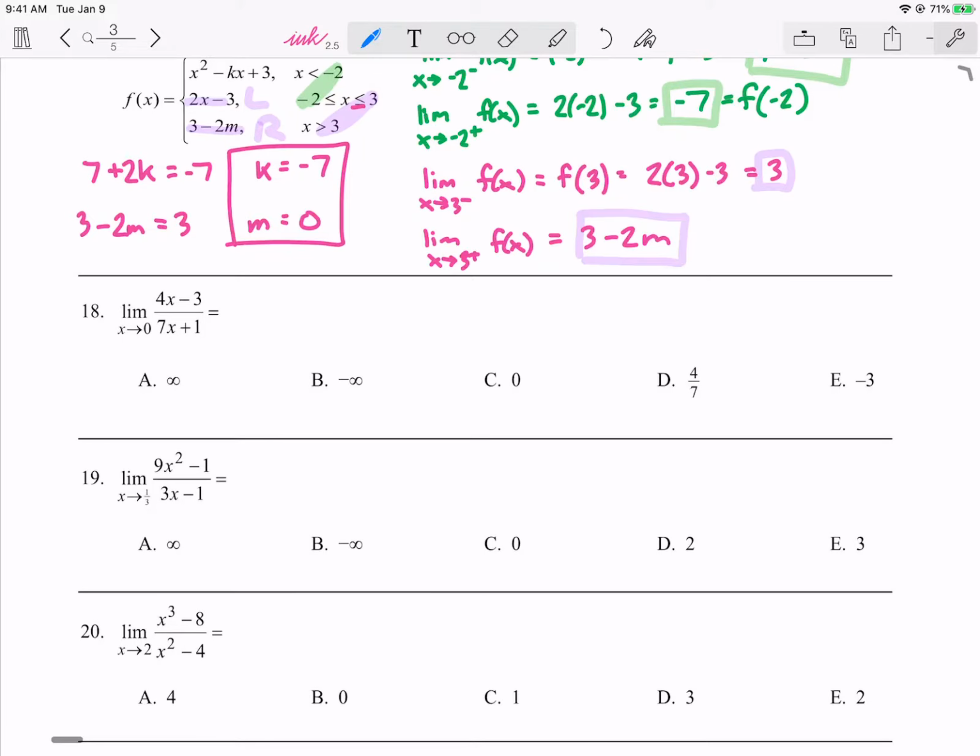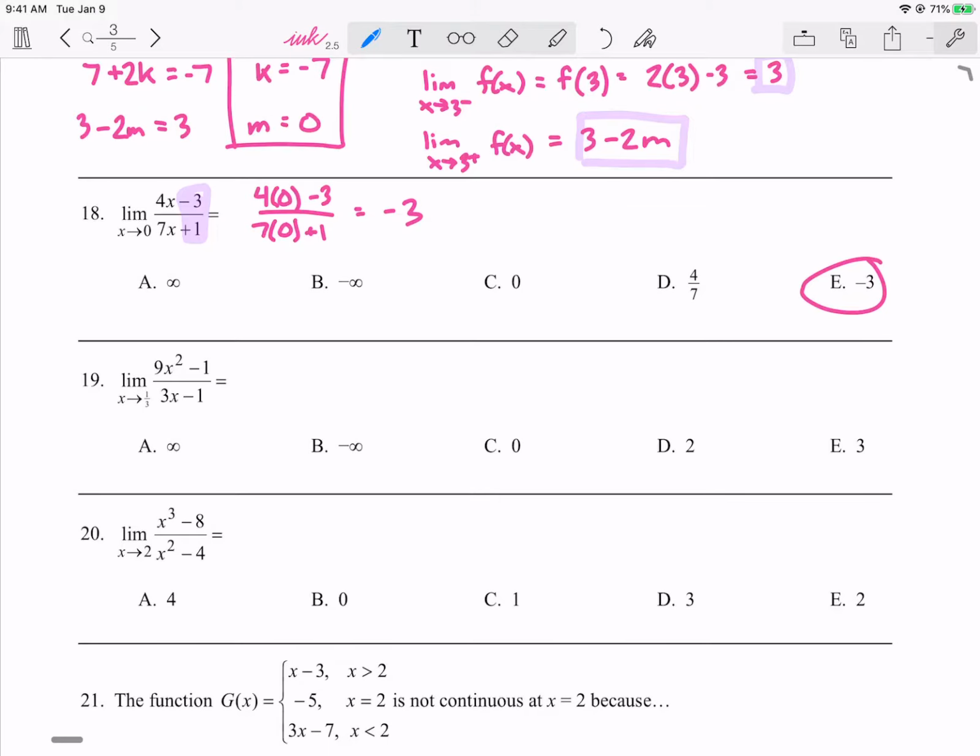Next question is asking for a limit as x goes to 0. This one's nice. I'm just going to plug 0 right in as I always do. And this particular one is nice. You get -3. Some of you are going to see right away that that's just living right there, because x being 0, those 4x and 7x contribute nothing.